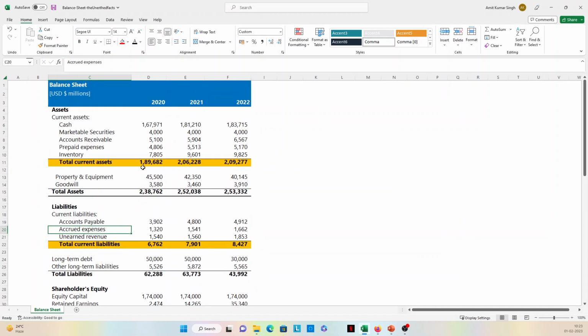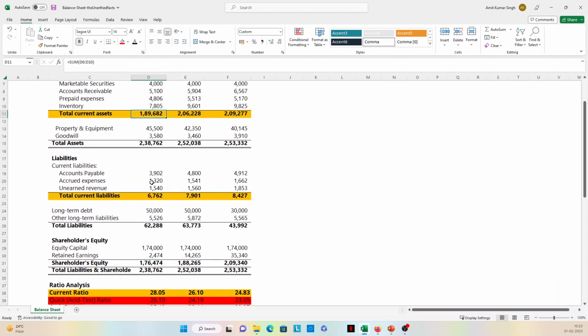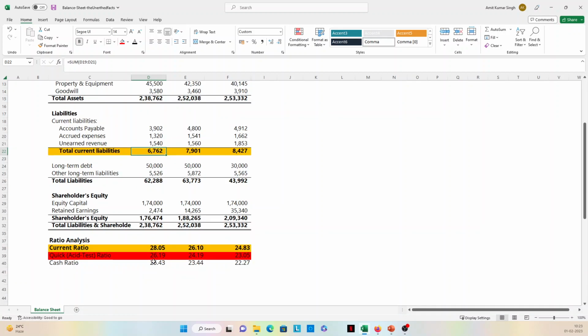So now we look at that. This number, let's say for 2020, is total current assets in cell D11. Then we have current liabilities, that's D22. If you just look at that, it's D11 divided by D22. That's it. So here it's 2.8, which is a healthy number. And that's where they're claiming this ratio for the Adani group of companies is less than 1.